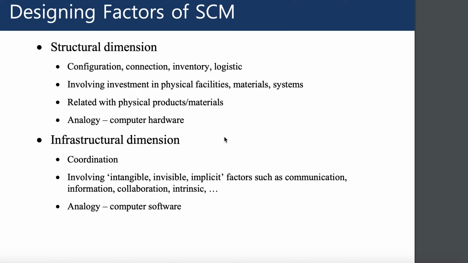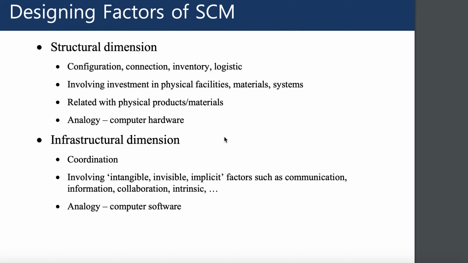And then the infrastructural dimension, in the analogy, is basically the computer software, because it involves all these intangible, invisible factors, which means factors that you cannot see directly. It is not a physical good or physical element, and it is quite implicit, while the structural dimension is explicit. Explicit basically means it is clearly shown and you can see it directly, while implicit means it is important but you cannot grasp it directly with your eyes.